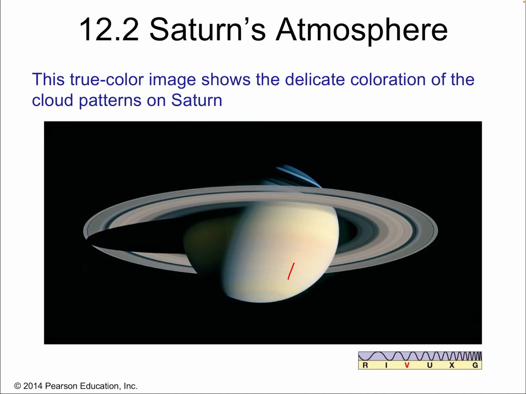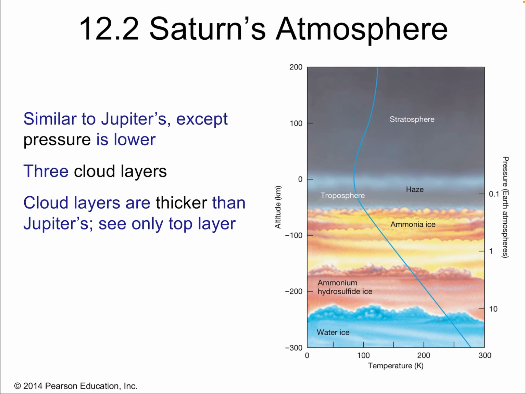So we can see that there are some bands, right? If you follow along this arrow, you can see bands, but they're subdued, right? They're all kind of flattened out, almost like they're all behind a screen, okay? So what else can we say about Saturn's atmosphere?